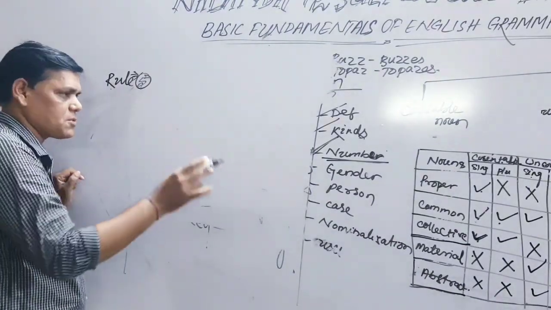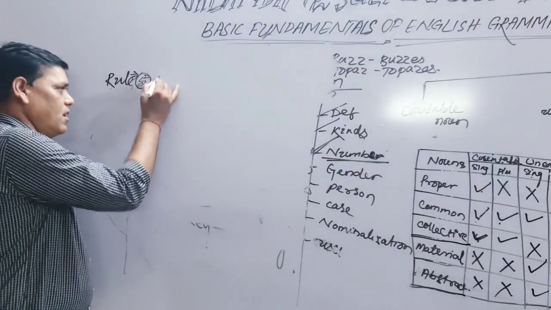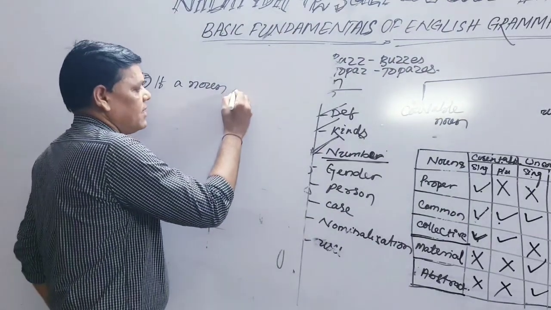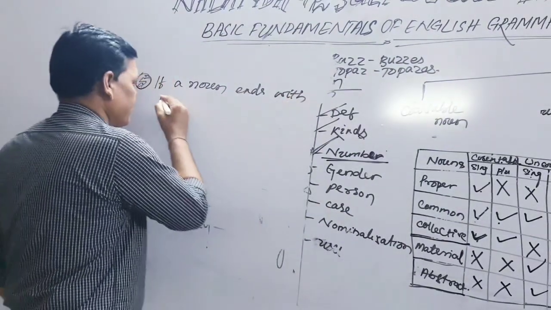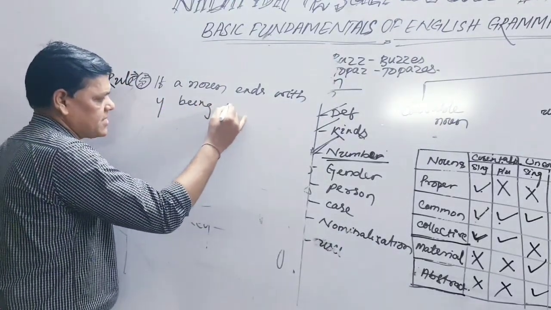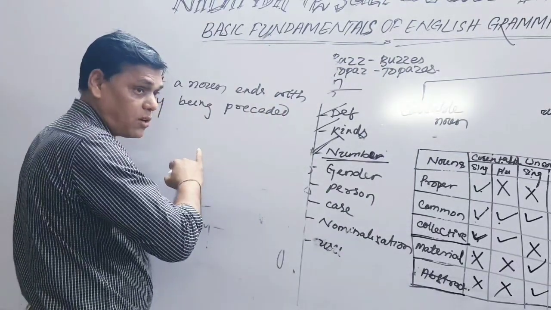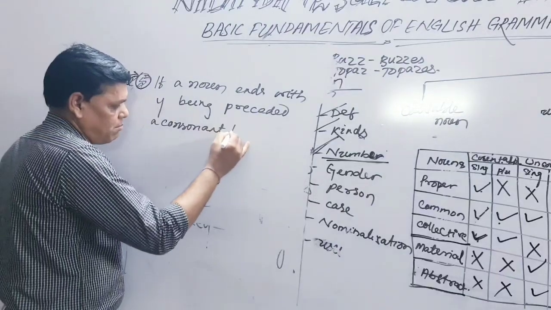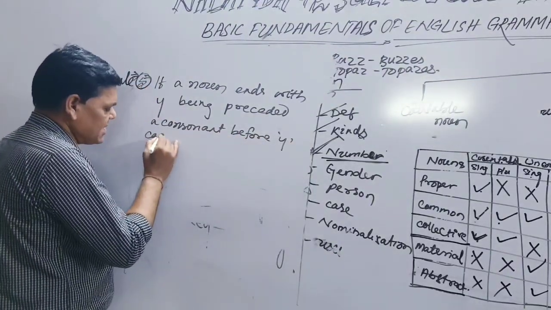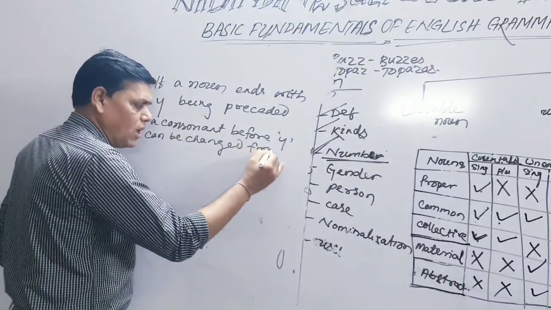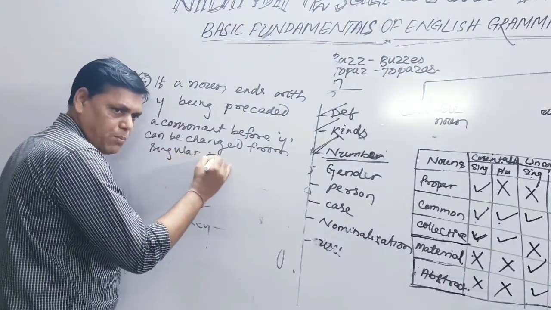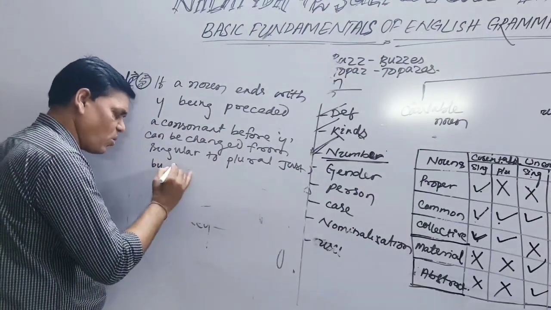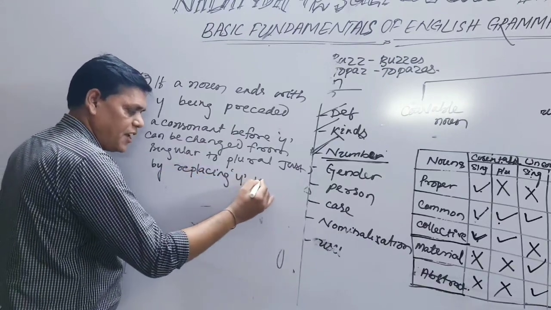The fifth rule related to changing a noun from singular to plural is this: if a countable singular noun ends with Y, being preceded by a consonant (preceded means using before, followed means using after), it can be changed from singular to plural by replacing Y with IS.